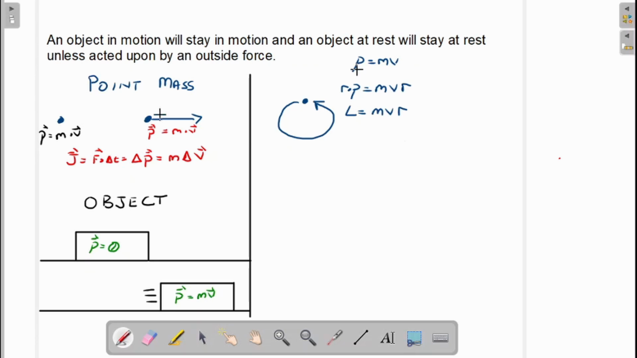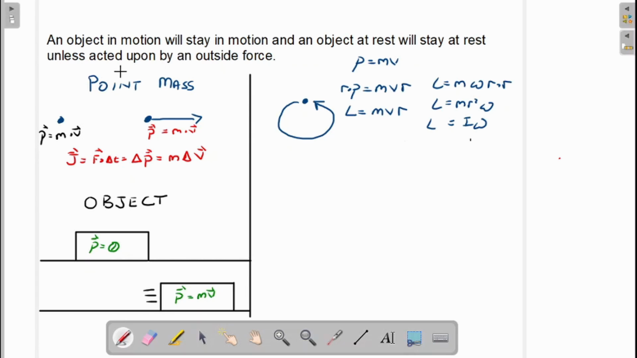Now, if we want to turn this into angular terms, we can replace v with omega r, which simplifies to I omega, which makes sense. Just like torque is force moving in a circle, and we found that it's equal to rotational mass times angular acceleration, we find that our angular momentum is equal to rotational mass times angular velocity.